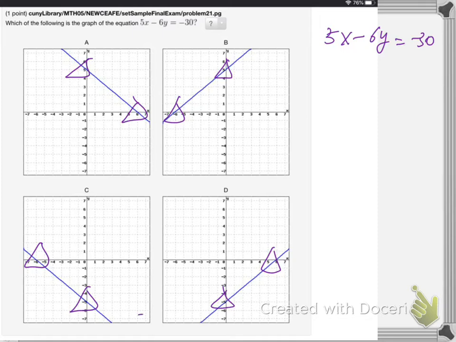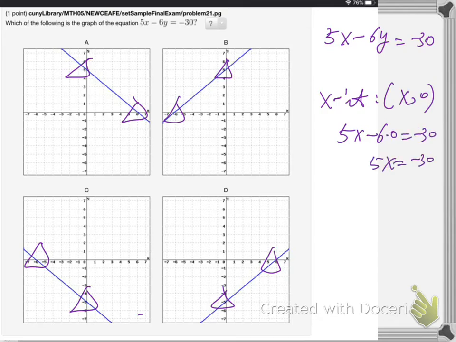So how do we find the x and y intercepts? We use the property. What's the x-intercept? It's (x, 0), so the y part is 0. 5x minus 6 times 0 is -30. 5x is -30. Divided by 5, x is -6.